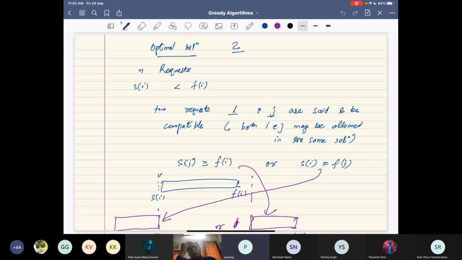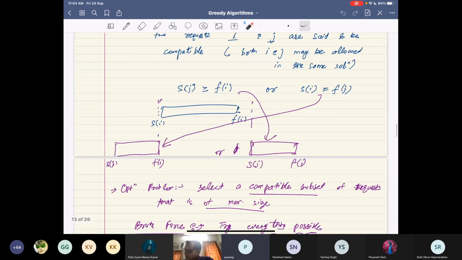So yesterday, after doing this coin change problem, we were doing another problem of activity selection. What is the problem setting? You have n requests. Each request comes with a start time and a finish time. And you have a single resource, like a classroom, where you have to schedule these requests. And of course, you may not be able to schedule all the requests.